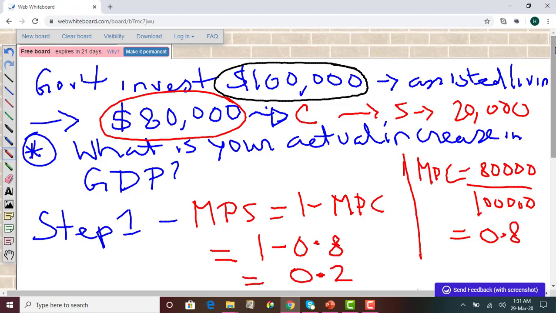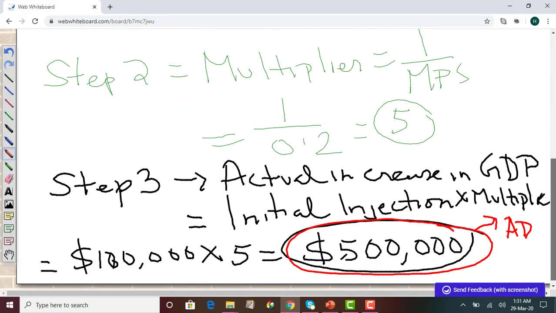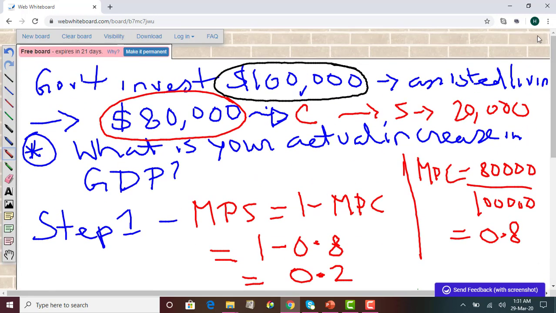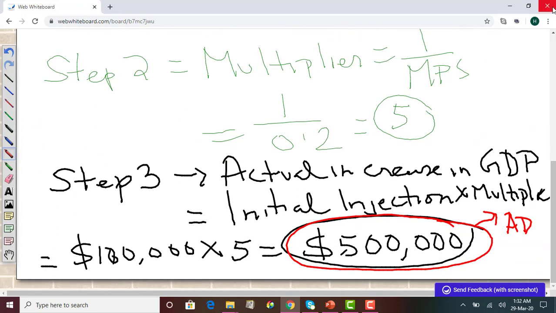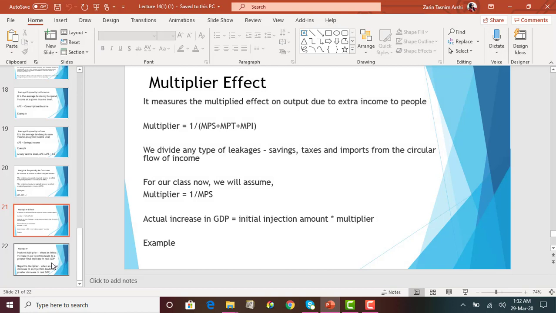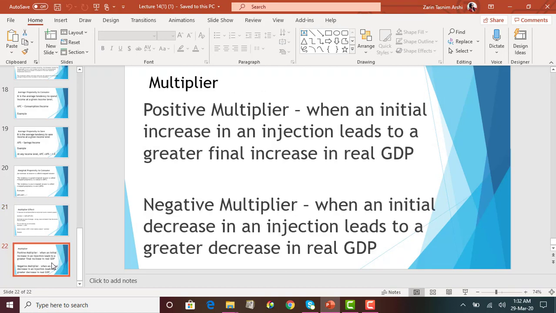And in the next class we will see that when government is injecting this money, they have to get this money from somewhere, right? So that also has a negative impact on the economy. So we are going to look at that in the next class. But one last thing I wanted to go over is that there are two concepts for multiplier. If you look at the slide that I opened right now, it shows positive multiplier and negative multiplier.